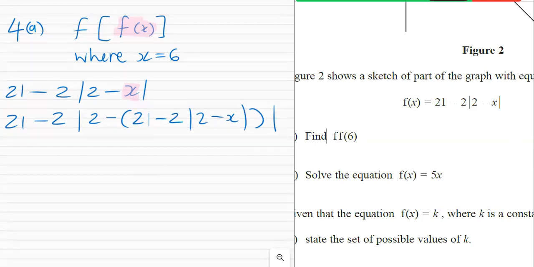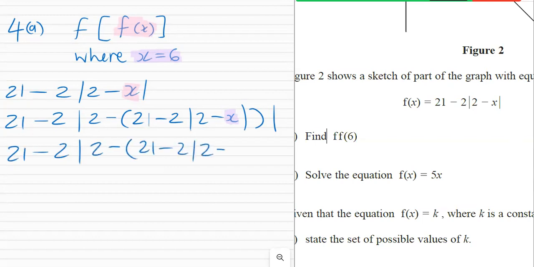And the second part is x is equal to 6. So wherever we see an x, we just put 6. So just 21 minus 2, 2 minus 6, close bracket, close modulus. Okay. Now I'm going to start from the inside and work my way out. So 2 minus 6 is negative 4. Keep it in the modulus for now. Minus 2 I can just bring down. Okay, bringing everything down.